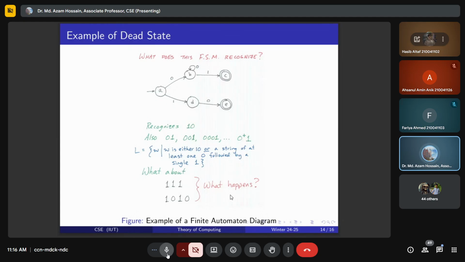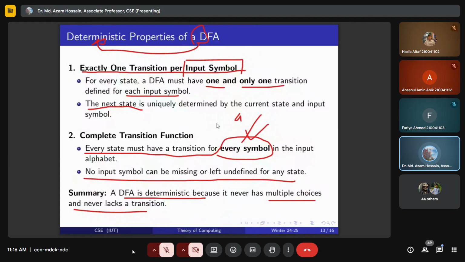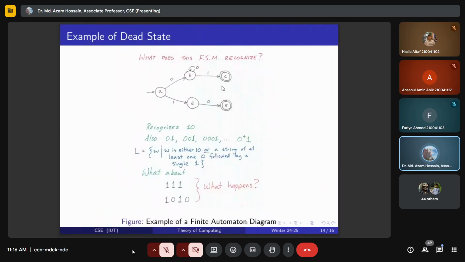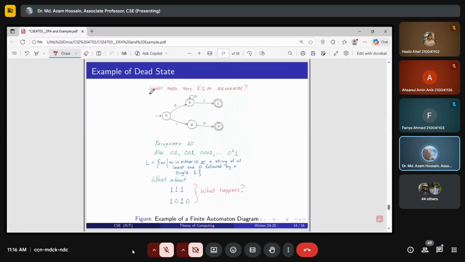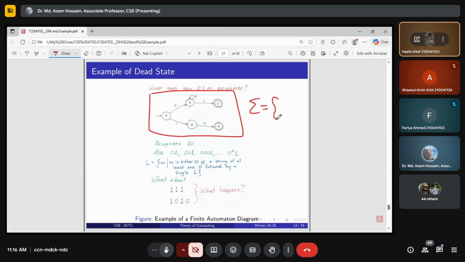No, so this is also not possible, right? So these two strings do not belong to it. Okay, in the previous slide, I just discussed that every state must have a transition for every symbol. What are the symbols for this language? For this machine, what are the symbols? Okay, 0 and 1.